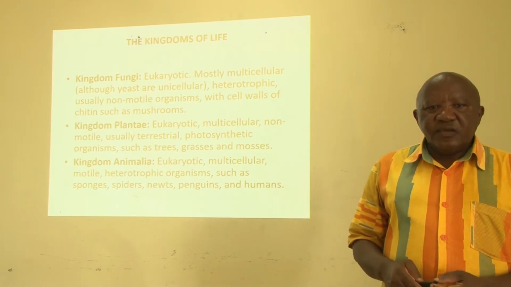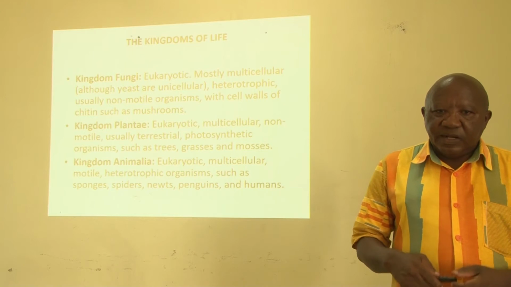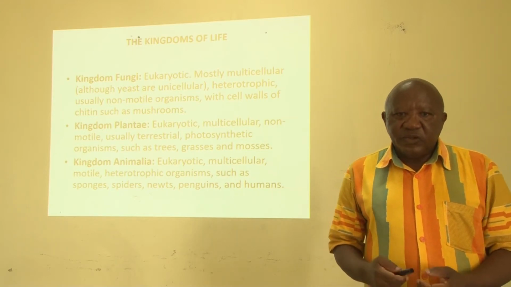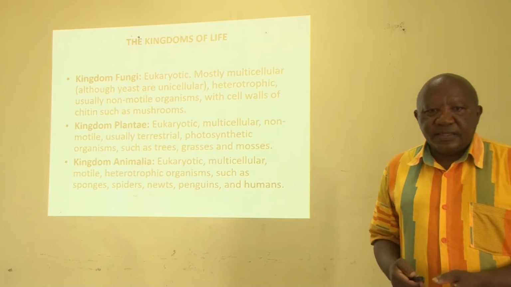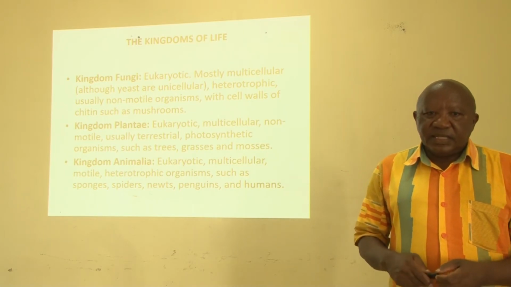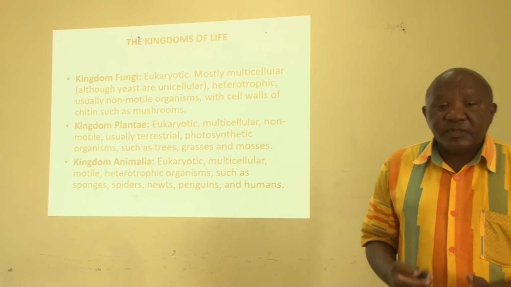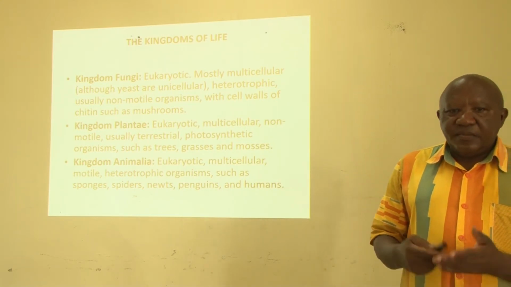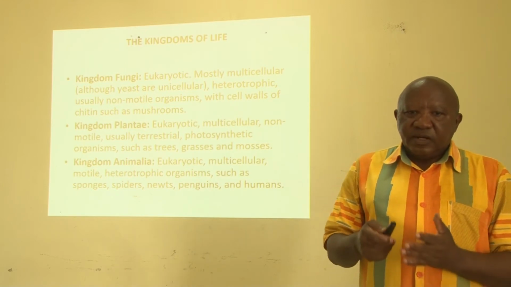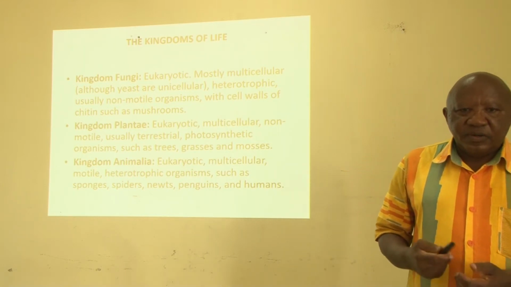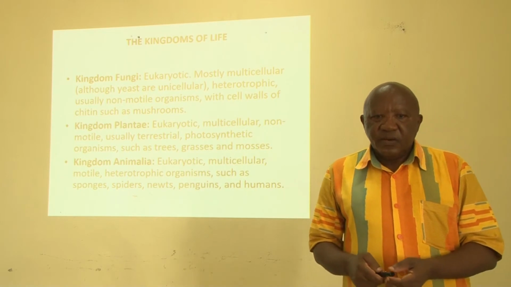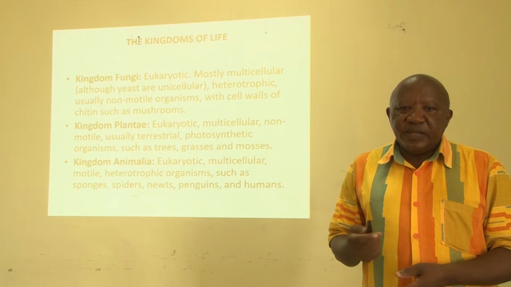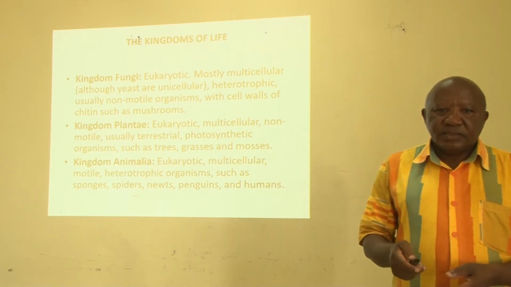The fifth kingdom is Kingdom Plantae, eukaryotic, multicellular, non-motile, usually terrestrial, photosynthetic organisms such as trees, grasses, and mosses. And then we have the Kingdom Animalia, which are eukaryotic, multicellular, motile, heterotrophic organisms such as sponges, spiders, newts, penguins, and humans.